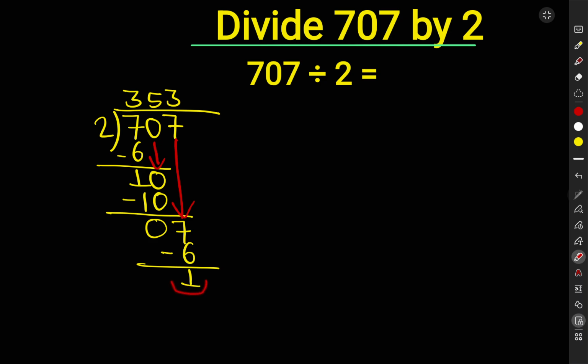So now this 1 is less than 2 and there is no other number to put down. So we take a decimal here so that we put 0. So it is 10 and 2 times 5 is 10. On subtracting, we get 0. So 707 divided by 2 is 353.5.